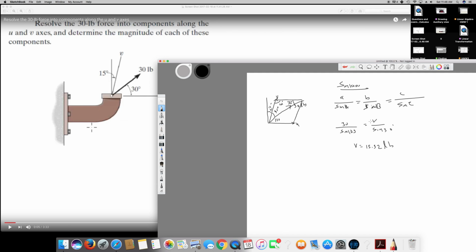And the next one I'm going to do is, I'm going to take the same thing, 30 over sine 105. I'm going to take the same side because I have two known variables, and that's in the same triangle, right? So I can always take it. And this is parallel to U, so we treat this one as U. So this is equal to U over, what is the angle opposite of U? It's 45 degree. So I'm going to take sine 45. And if I solve for U, the U will give us 21.96 LB. So this is how we do this question, and these are my final answers.